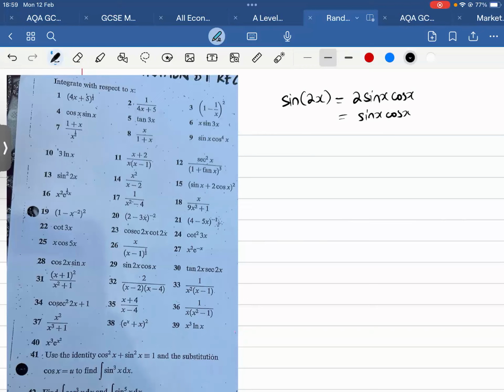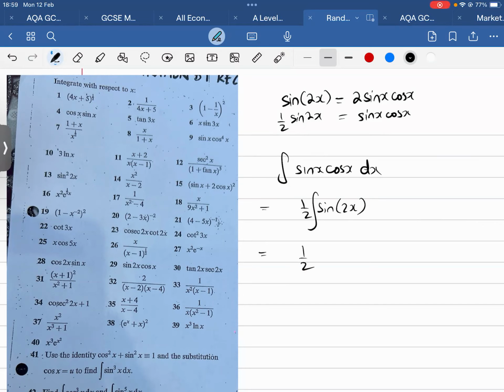It's half sine 2x. Yeah, half sine 2x. This question says integrate sine x cos x, right? So we could just integrate a half sine 2x. I'll move the integration sign here, and then that's easy, right?